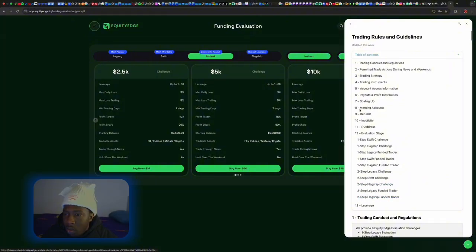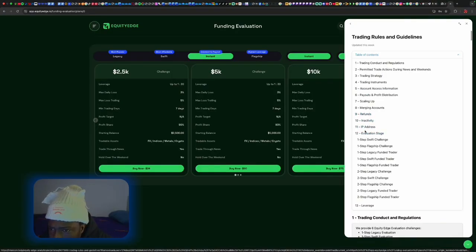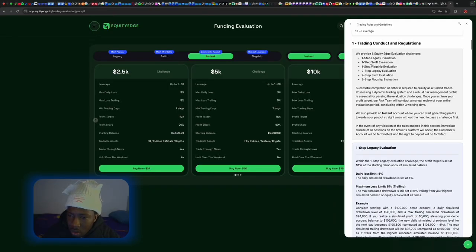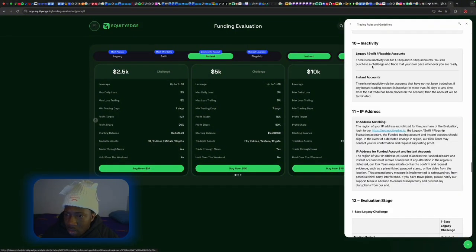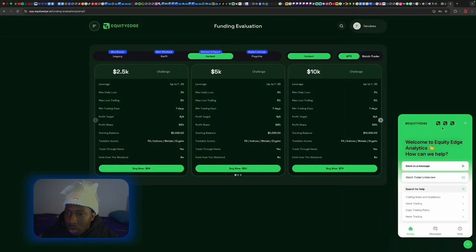So another rule, these rules are hidden, you can't just find them easily. They try to hide them so that when you breach your account, they will show you these rules.